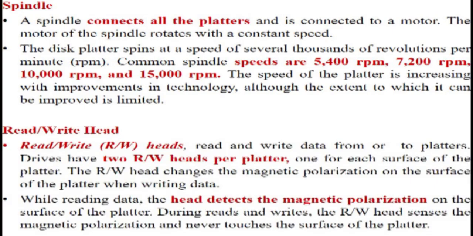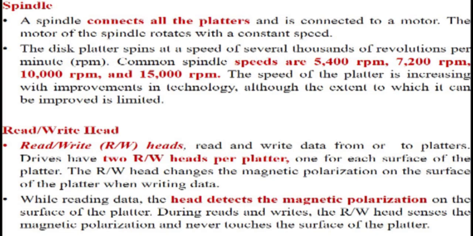Read-write head. Read-write heads read and write data from or to the platter. Drives have 2 read-write heads per platter, one for each surface of the platter. The read-write head changes the magnetic polarization on the surface of the platter when writing data. While reading data, the head detects the magnetic polarization on the surface of the platter.